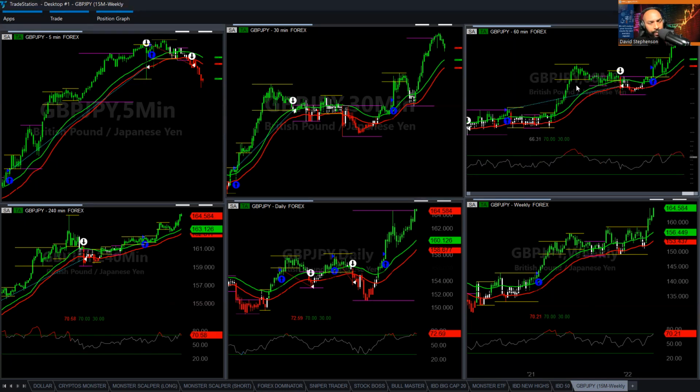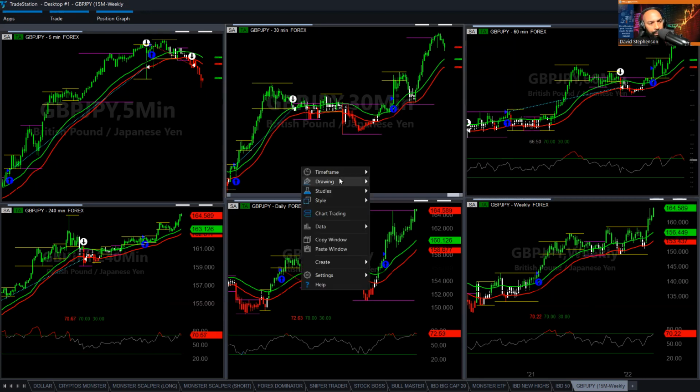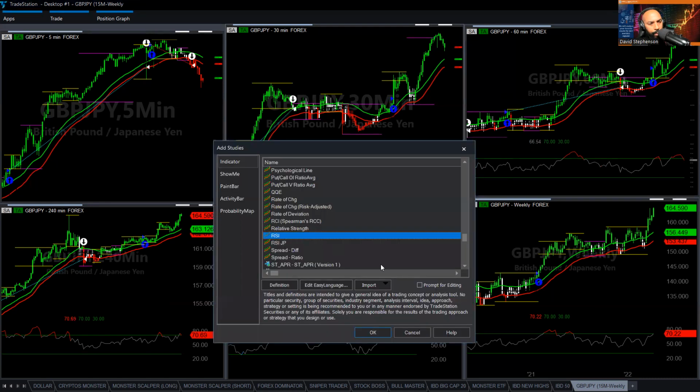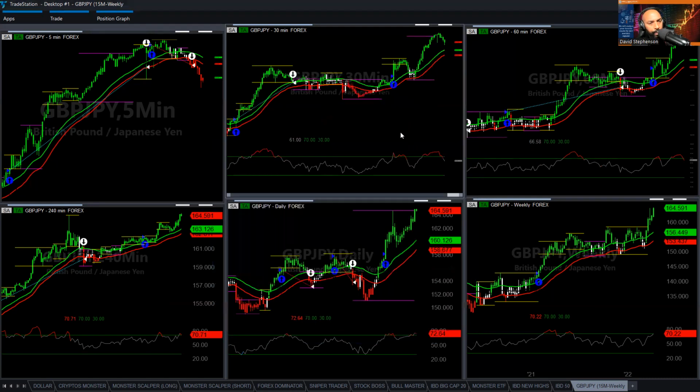Look at the 60-minute, really overbought. Look at that confirmation. So purple support and resistance, we know that's bearish. When we see purple support and resistance, and we've got overbought, really, really overbought.